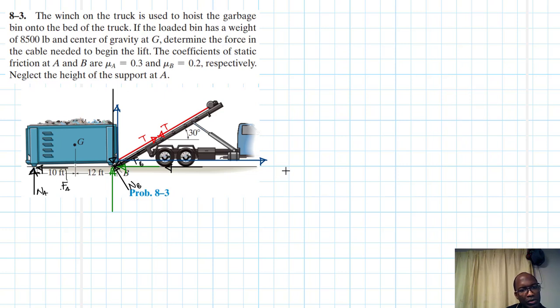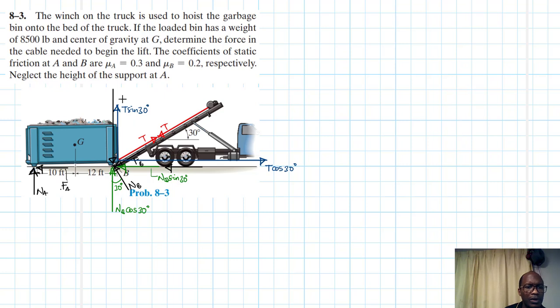So let's start with this. Like we said, this angle here is 30. So we expect this one here to be equal to T cos 30. Then this one is T sin 30. And then this angle here is also 30. Agree? Check it out. This is going to be equal to N B cos 30, and then this one is also N B sin 30.